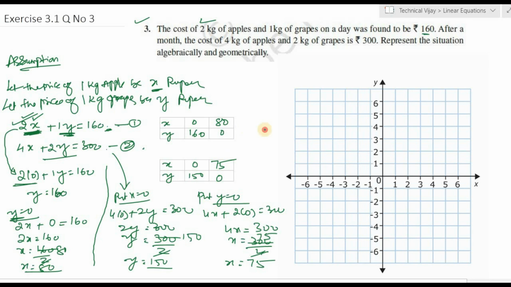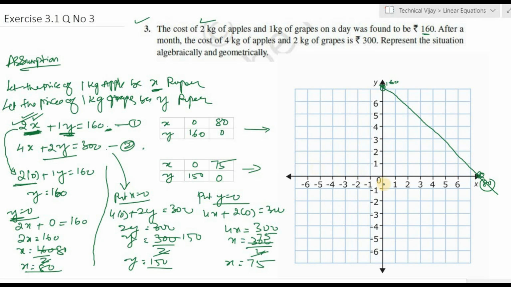So we will represent these two in the graph. x equal to 0, this is the x-axis 0, and on the y-axis it will be 160. So we will assume this as 160. So this is one point. And the x-axis is 80, with y equal to 0. So this is 80, this point. So this line, we have to join. Okay, this is the line.